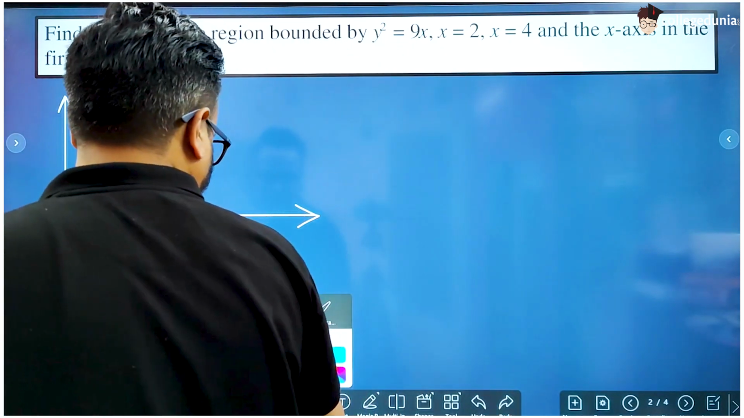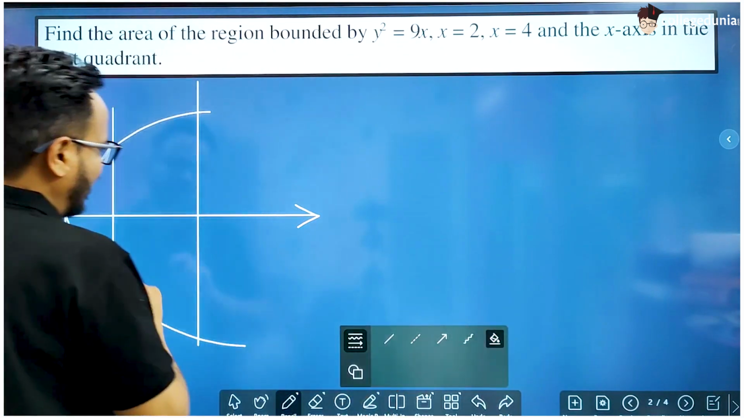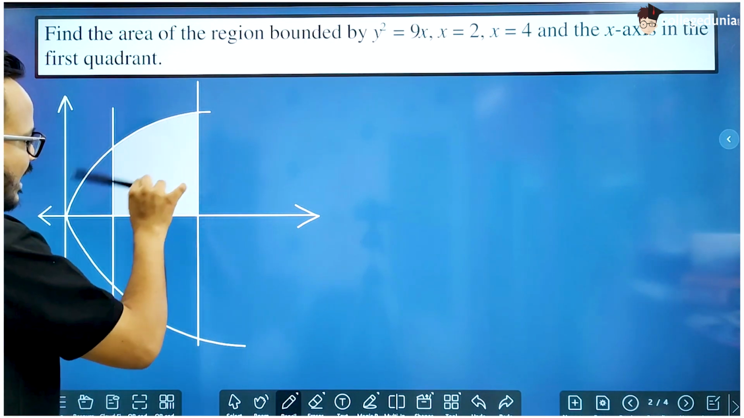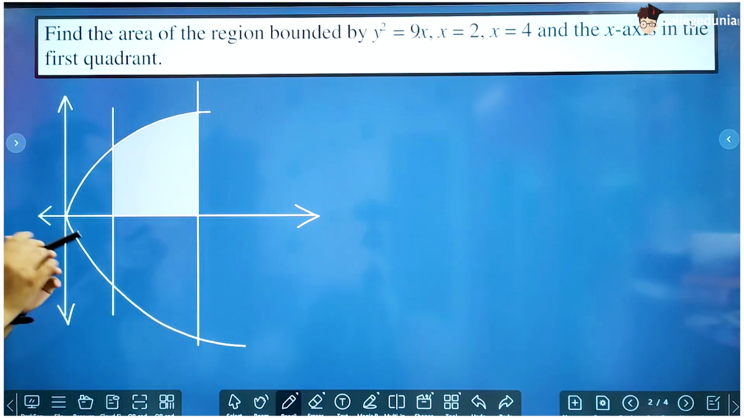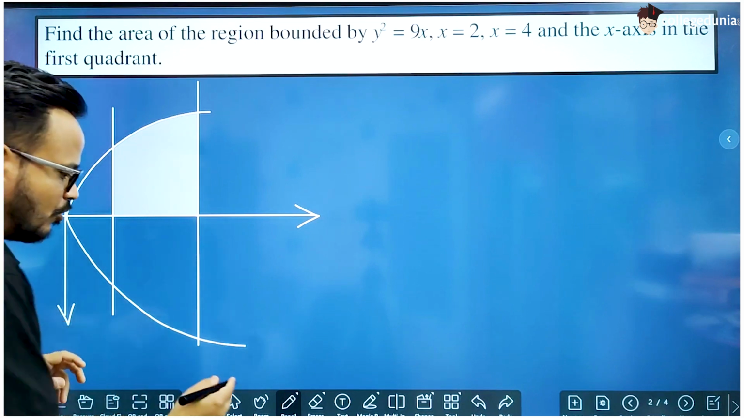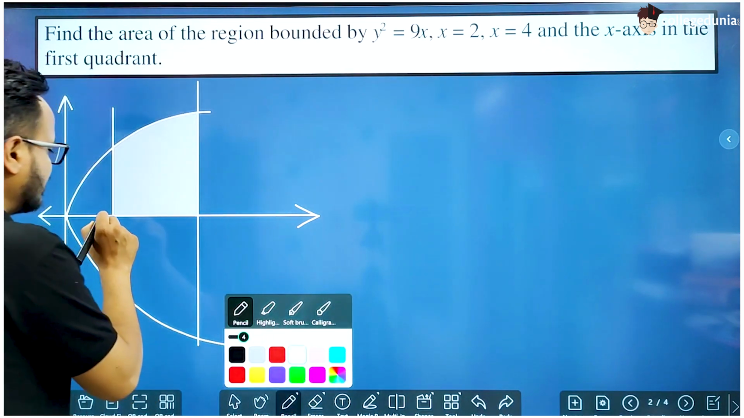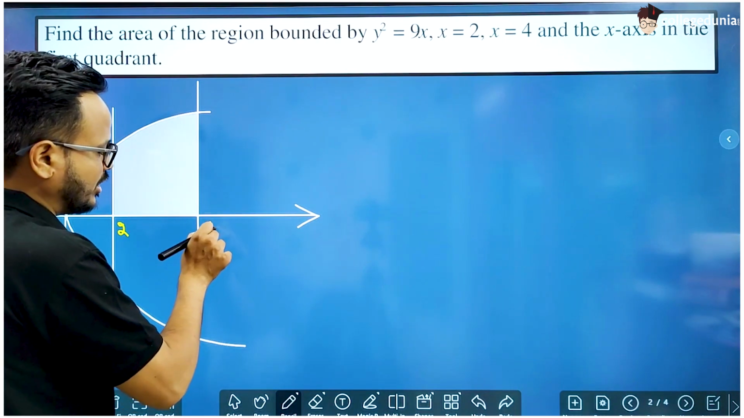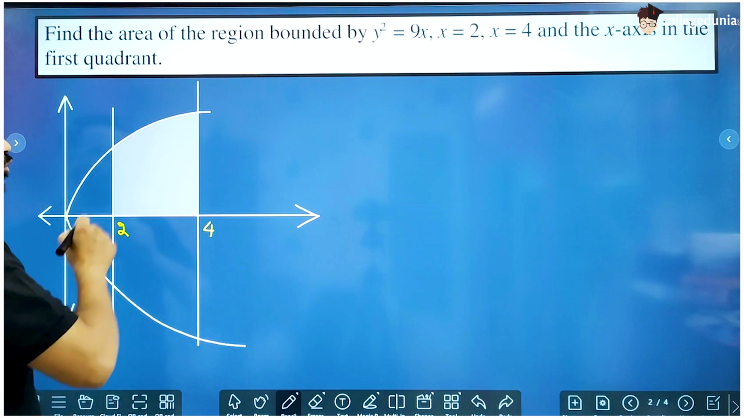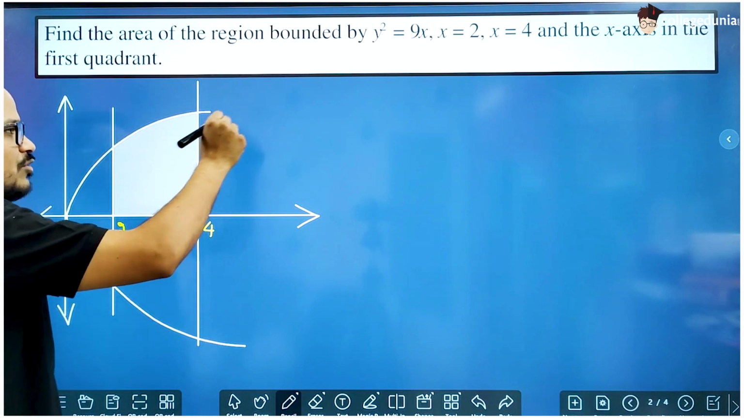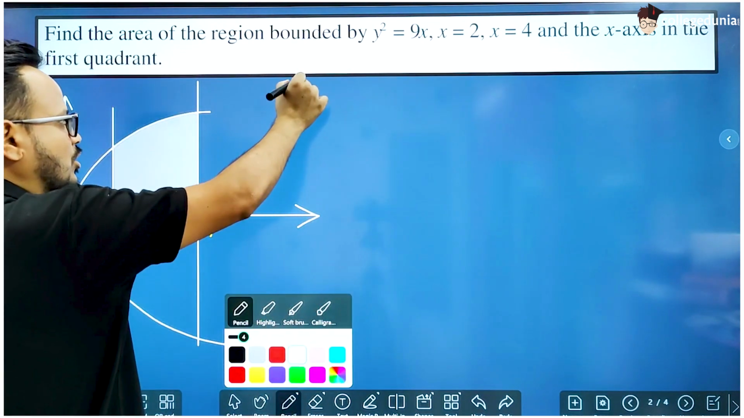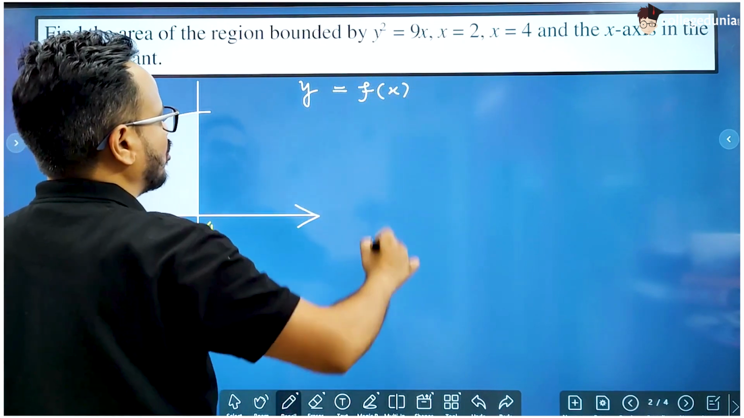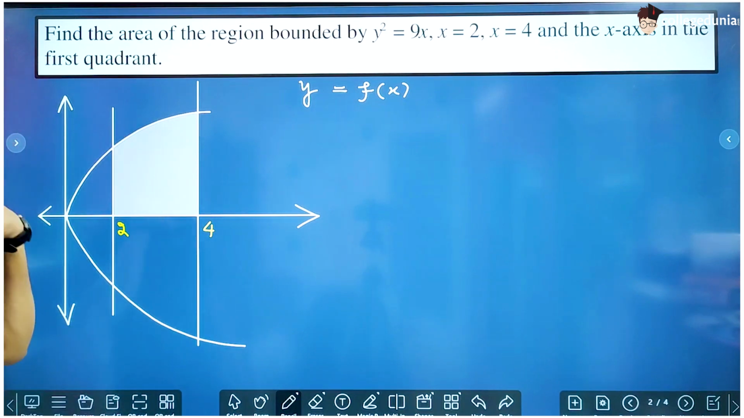So which one is the required area? This is the required area. This is the area which is bounded by x equal to 2, x equal to 4, the parabola and the x-axis. So we are supposed to find this area. So this point is x equal to 2 and this point is x equal to 4, and this is f(x), and we all know that f(x) is equal to y, because on the y-axis we have plotted f(x). So we can say that y is equal to f(x).